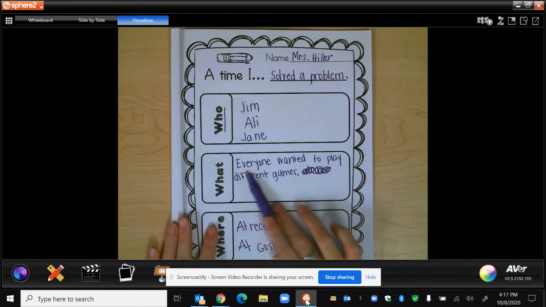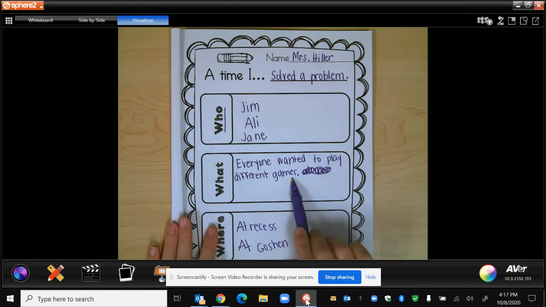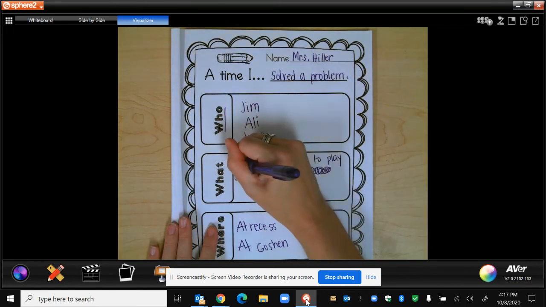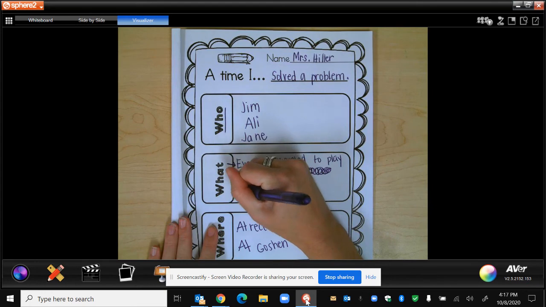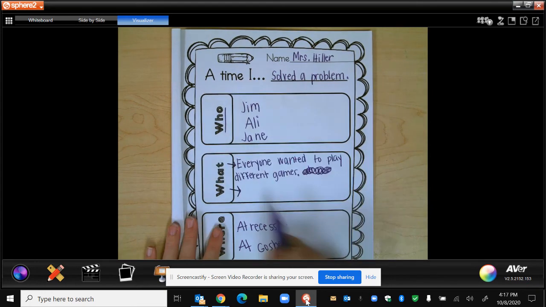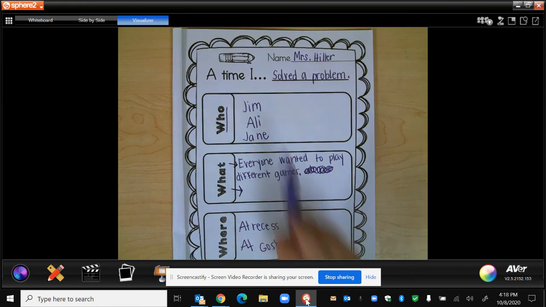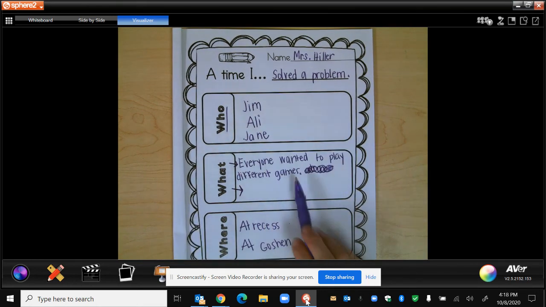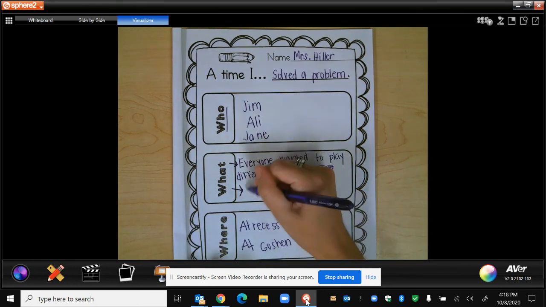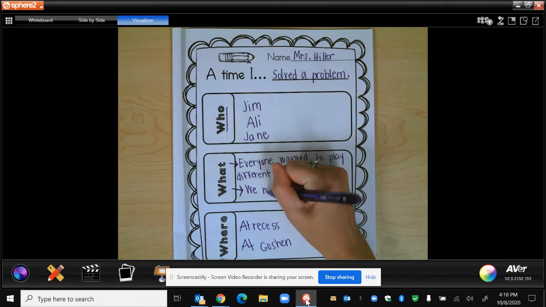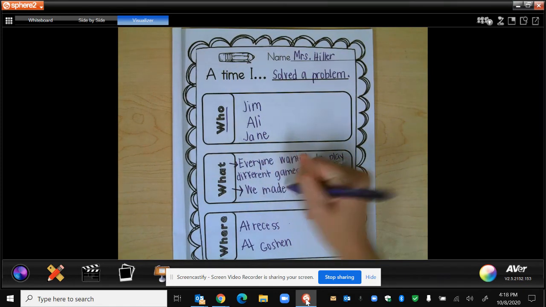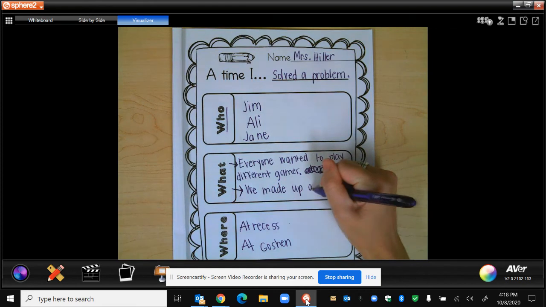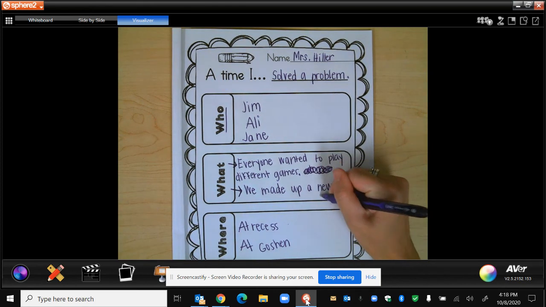Now, so I wrote who was there. I wrote what happened. Everyone wanted to play different games at recess. That was the problem, right? I want to write two sentences in here. I wrote the problem at the top. Now here I want to write how we fixed it, because it's all about solving the problem. So we made up a new game. That's what I'm going to say. We made up a new game. That's how we fixed my problem.